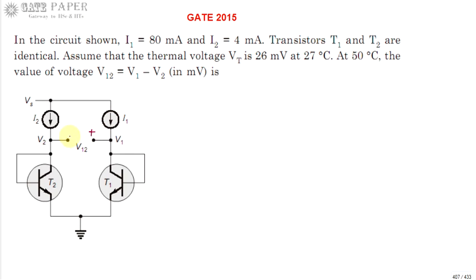V12 means V1 is plus and V2 is minus. So V12 is the voltage at node 1 with respect to node 2. This voltage we are going to calculate at 50 degrees centigrade.